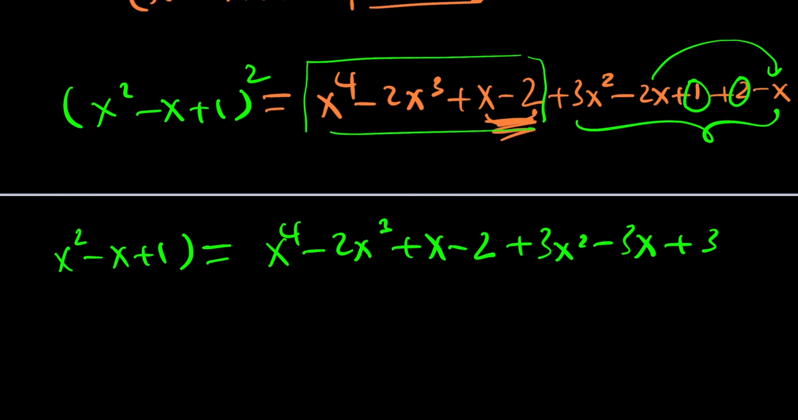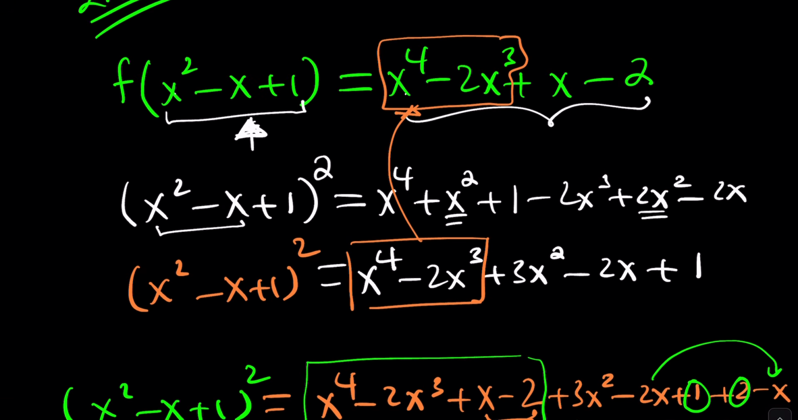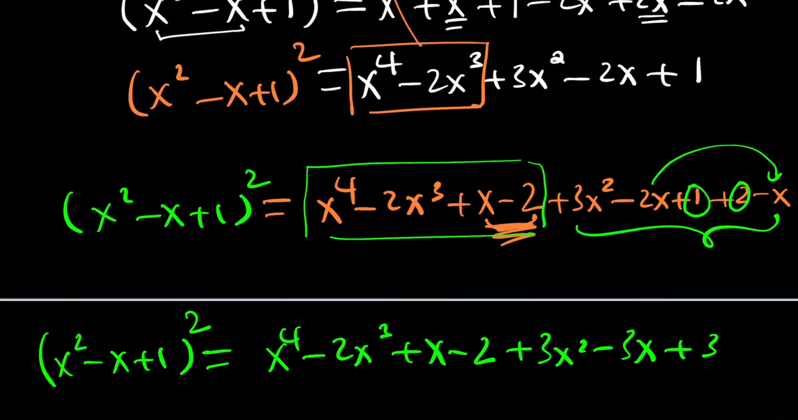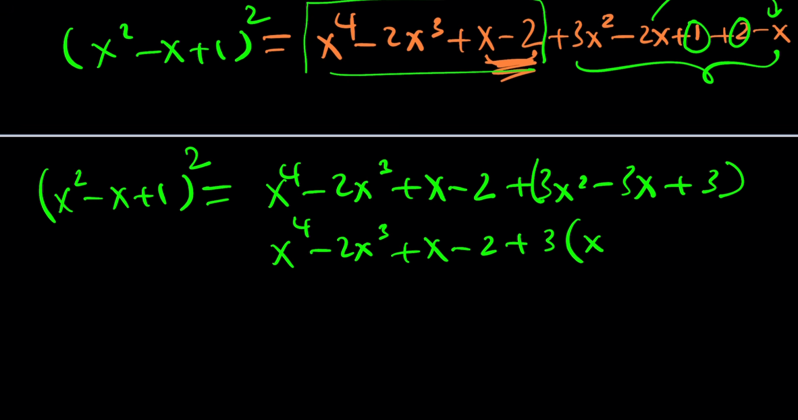Now we started with the square of this expression, right? Now we do know that that expression exists on the right-hand side. We have it here, right? So we're going to use that for sure, but also we have additional terms. So let's go ahead and continue with the rest of the expression. Now notice that we can factor out the 3 from this expression. Factor out a positive 3, you're going to get x squared minus x plus 1. Now this is good news. You know why? Because it's the same as this one.